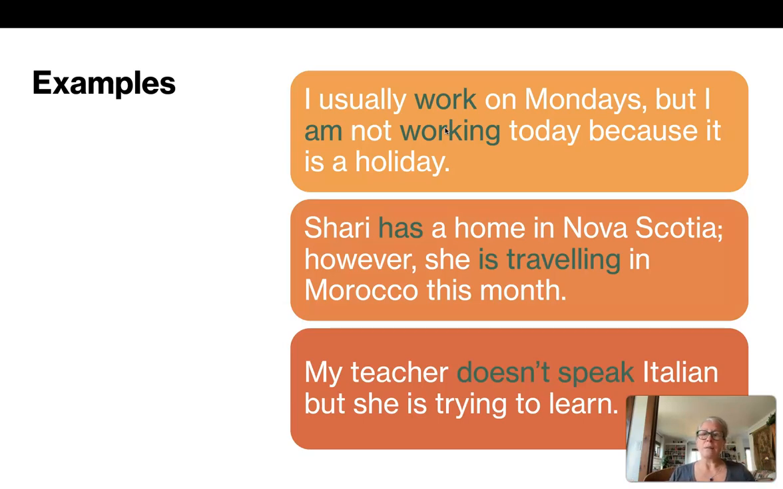I'm not working today. Shari has a home in Nova Scotia. However, she is traveling in Morocco this month. So this is a permanent thing. She has a home. But this month she is traveling, so that's temporary. Notice a nice punctuation here. Also, my final one, my teacher does not speak Italian, but she is trying to learn. Oops, I forgot to highlight is trying. Anyway, you get the idea.